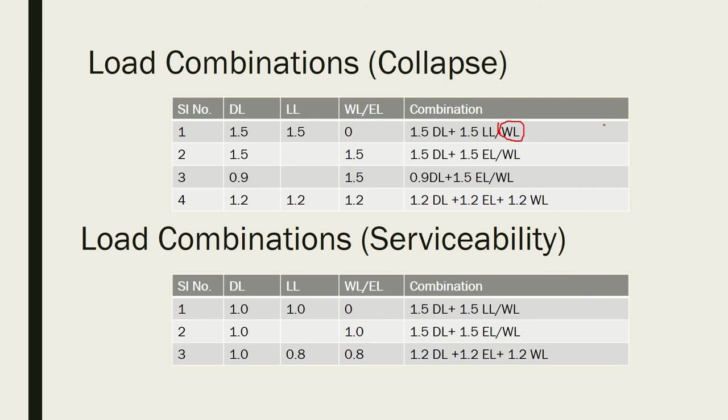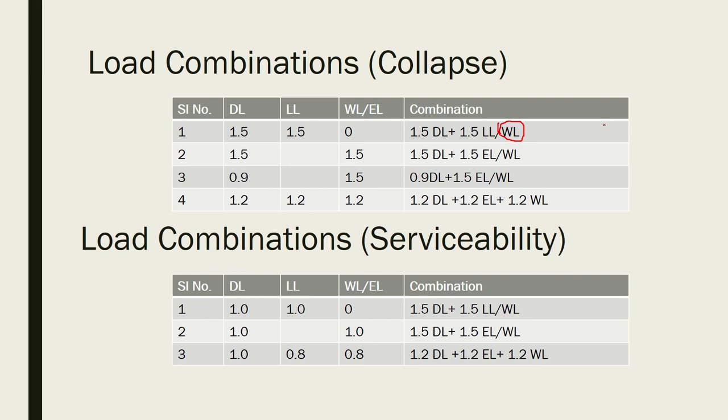Then load combination for serviceability. As we have already discussed in limit state method, we have two criteria. One is limit state of collapse and one is limit state of serviceability. In serviceability, it is only to check for the cracks as well as the deflection. So that is why here you will not see that the load values are increased. We are only considering the working load, so these are only working load values.